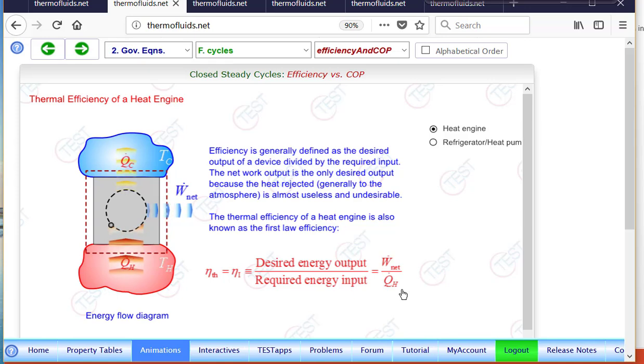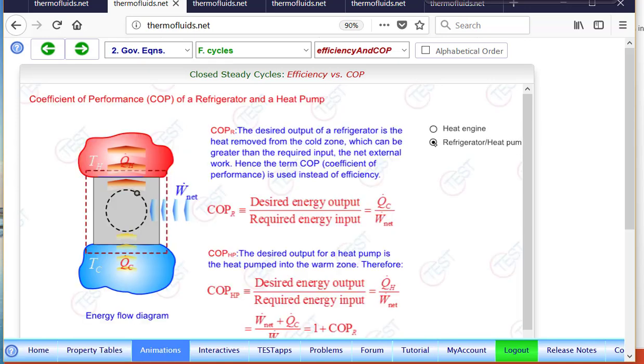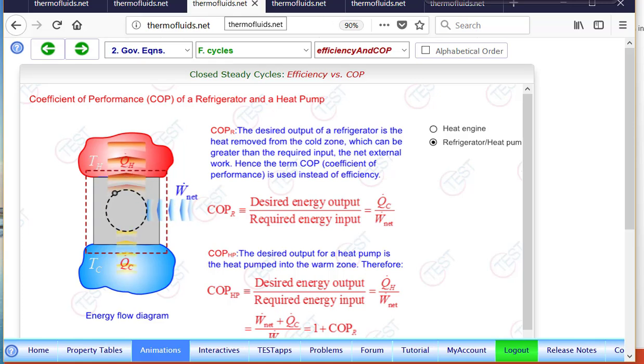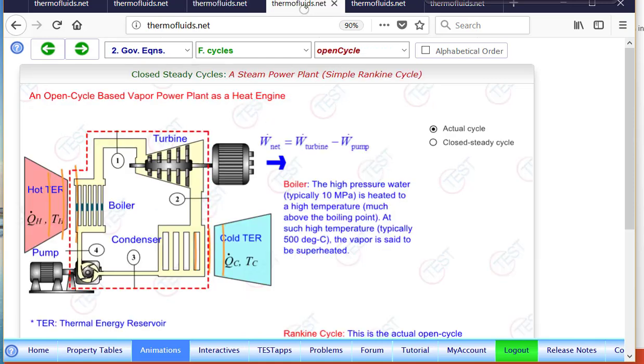Now, similarly, for a refrigeration system, it's also a closed system running at steady state, where heat is transferred from a cold reservoir to a warm reservoir at the expense of net work. In this slide, I'm showing you another animation, which is the implementation of a heat engine.